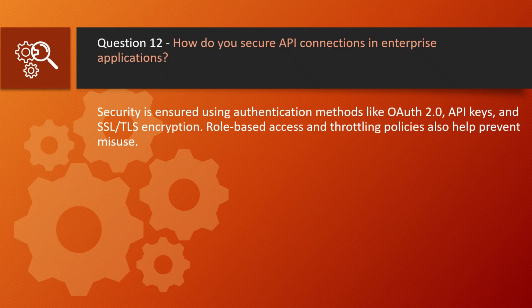How do you secure API connections in enterprise applications? Security is ensured using authentication methods like OAuth 2.0, API keys and SSL/TLS encryption. Role-based access and throttling policies also help prevent misuse.